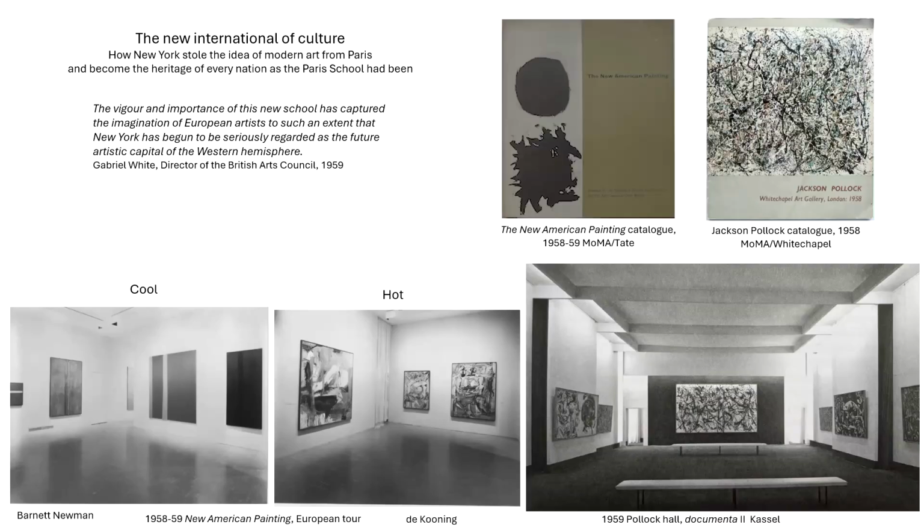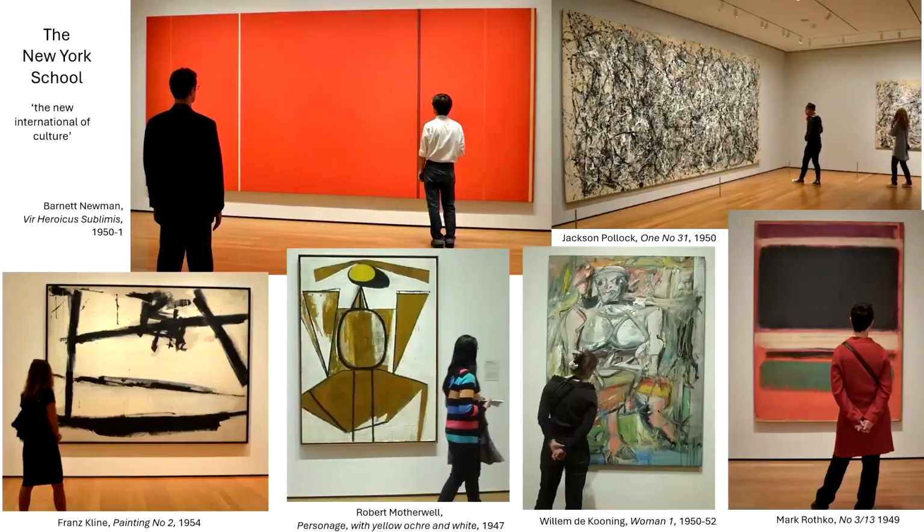But here the director of the British Council basically says what I just said: New York has begun to be seriously regarded as the future artistic capital of the Western Hemisphere. So that happens in 58, 59. And so for the first time, Documenta, which is only the second Documenta, but it's already regarded as the premier contemporary art exhibition in Europe, the abstract expressionists get into it, and they get into it in a big way, with a special room just for Pollock, which again puts New York on the map.